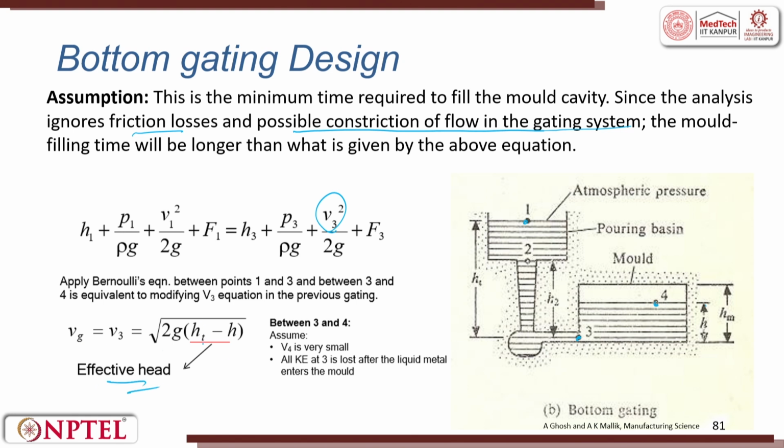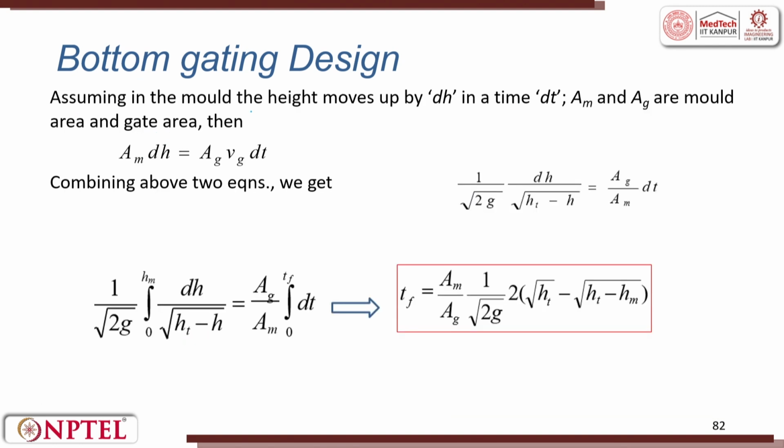So, this Ht minus H is the effective height, because this can be increasing, this can be decreasing. Between 3 and 4, we assume V4 is very small. All kinetic energy at 3 is lost after the liquid metal enters the mold. So, these two are the assumptions. Based on the assumptions, we get the velocity at the gate. So, assuming in the mold the height moves up by delta h. So, this is one which moves a height of delta h.